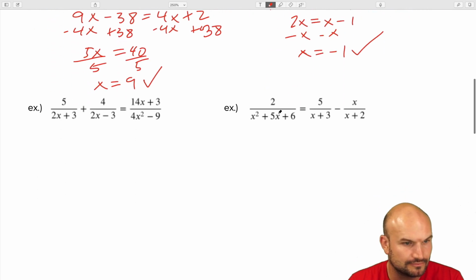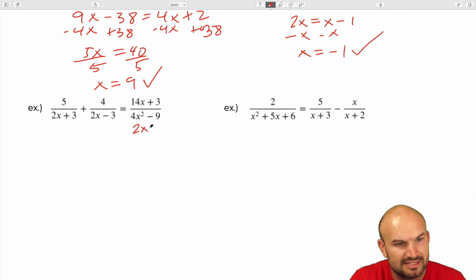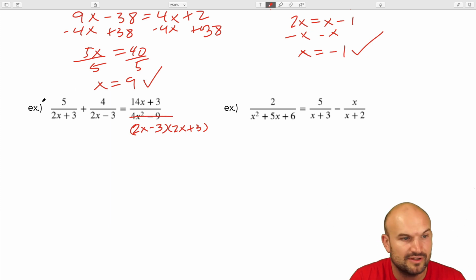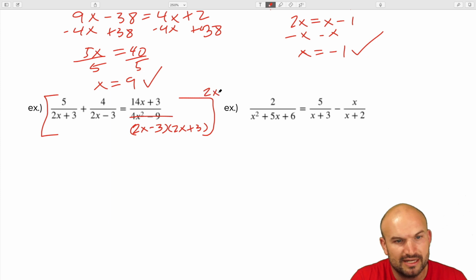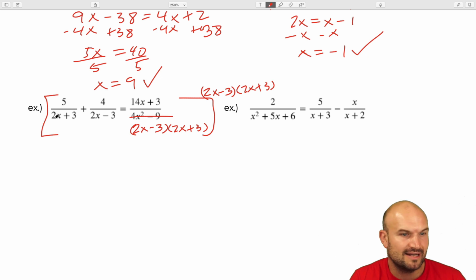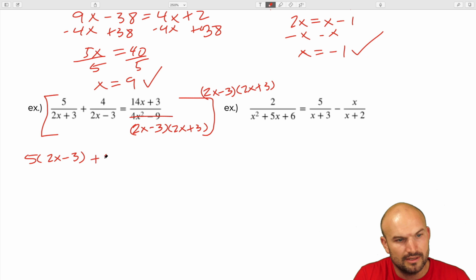All right. In the next example, again, you can see this factoring, guys. 2x squared minus 3 times 2x plus 3. Very common theme. So we're just going to multiply everything times this LCD, which is going to be a 2x minus 3 times a 2x plus 3. And then again, the 2x plus 3s will divide out. So we're going to be left with a 5 times 2x minus 3 plus a 4 times 2x plus 3, as the 2x minus 3s divide out. And then here we're going to be left with a 14x plus 3.